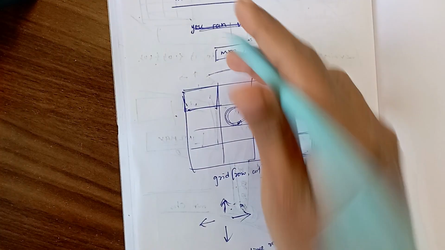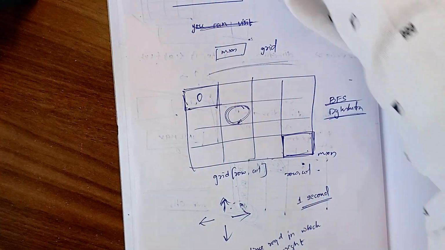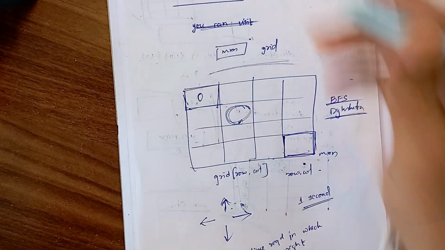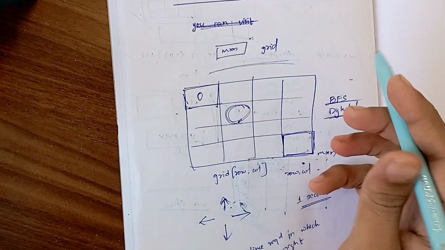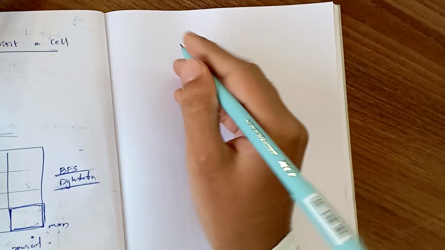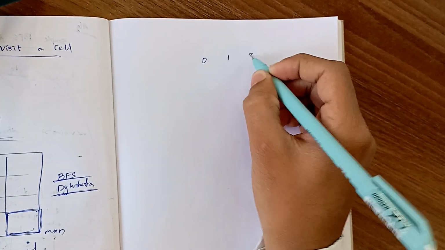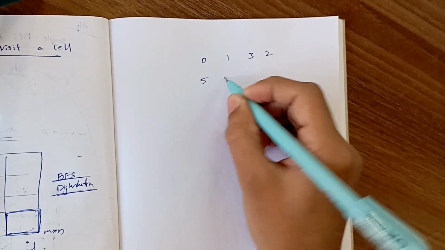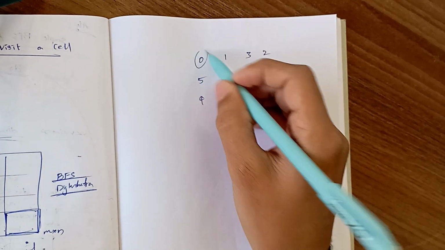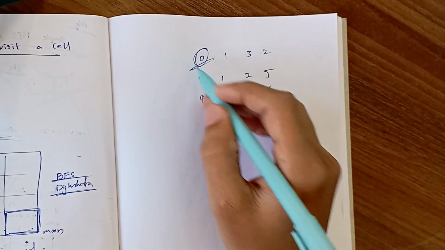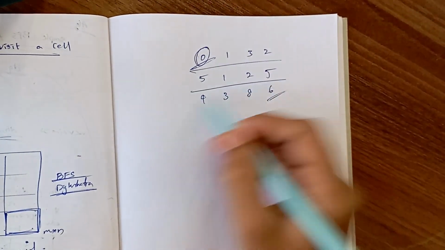So now we are at this index 0 comma 0, and we are given an example: 0 1 3 2 5 1 2 5 4 3 8 6. This is our source, our starting point, and this is our destination.